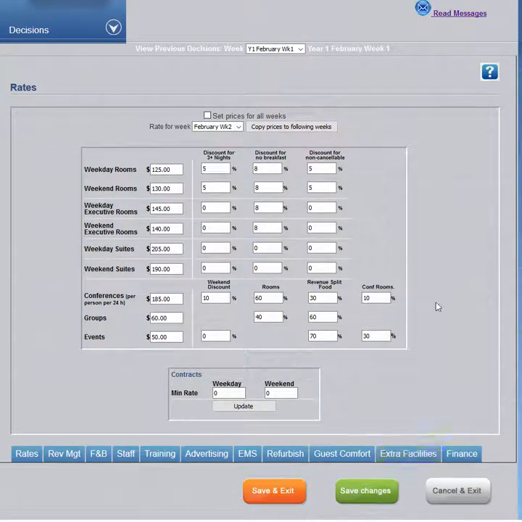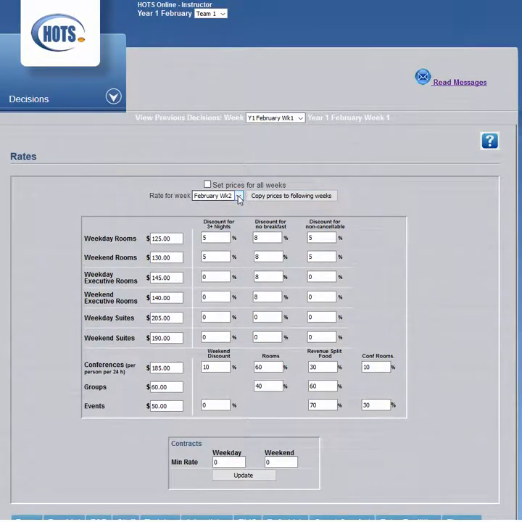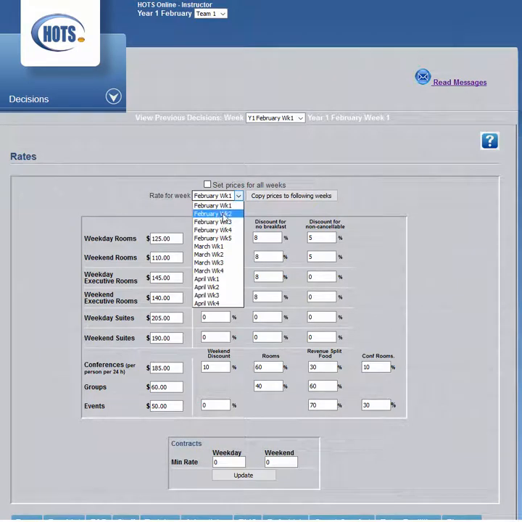If I then save that, I can look now at the rates that the hotel is offering. If I go to week 1, we can see that the weekend room rate is $110. For week 2, it's $130. For week 3, it's back to $110.